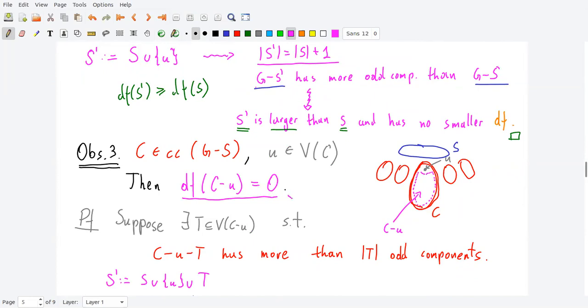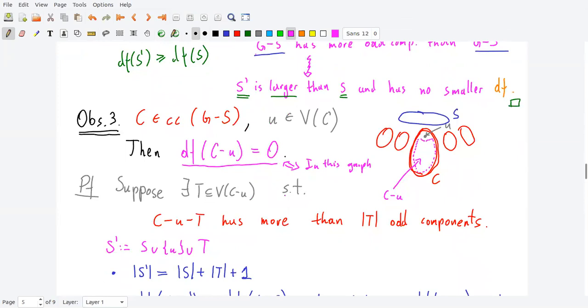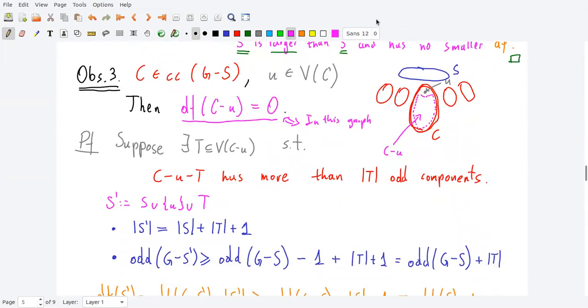In other words, this means that in this graph, whenever I have a set of vertices and I remove it, and I count the number of odd connected components that I get, this number of odd connected components is at most as large as the size of the set I removed. Maybe I will not write it, but this means that in our condition in the Tutte-Berge formula, we actually got tightness. We will not have counterexamples to the existence of a perfect matching here. Good. So this is observation number three, and so let's prove it.